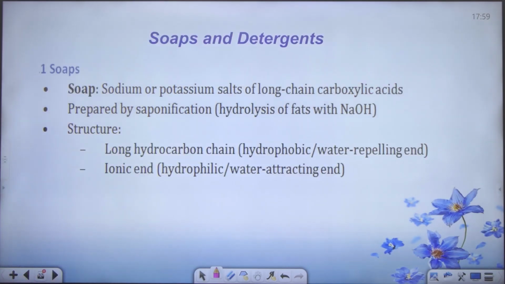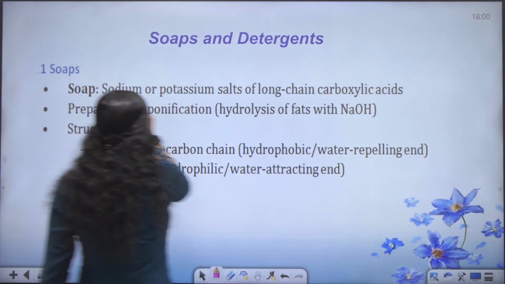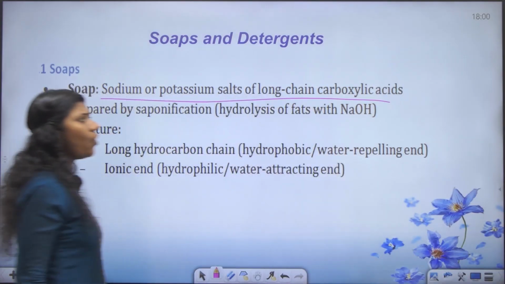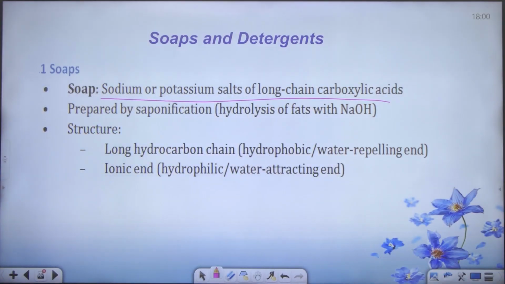Next topic, soaps and detergents. Soap is a sodium or potassium salt of a long chain carboxylic acid. It is prepared by saponification. Saponification means hydrolysis of fat with sodium hydroxide. Soap is prepared by the saponification method.